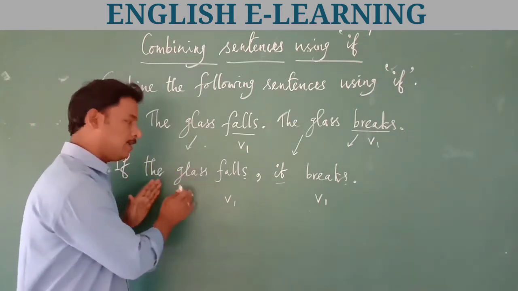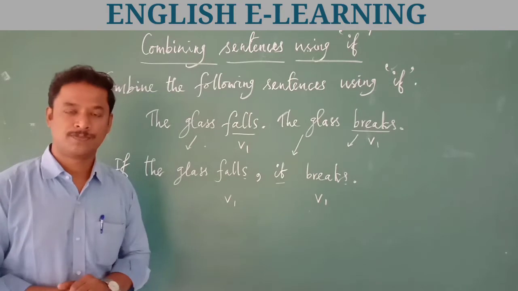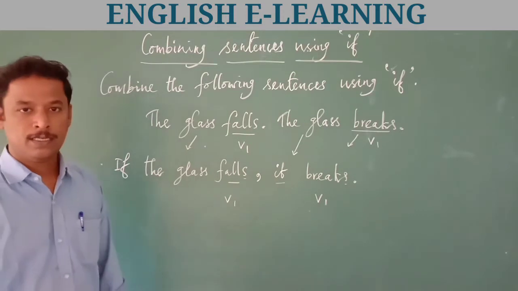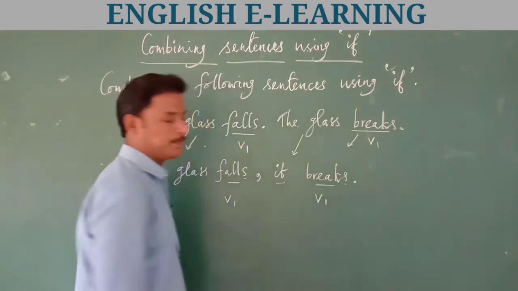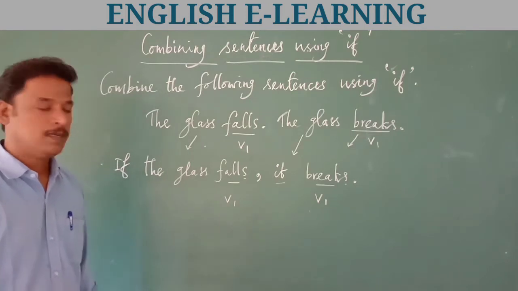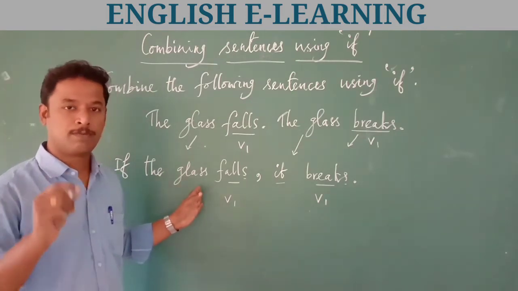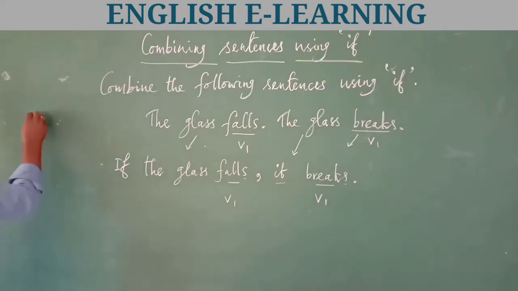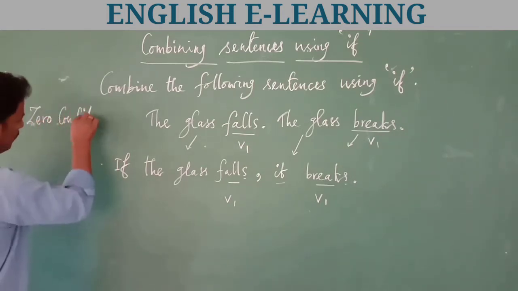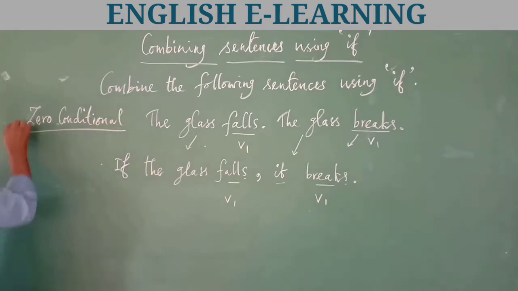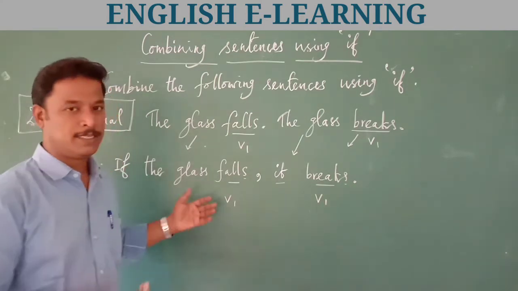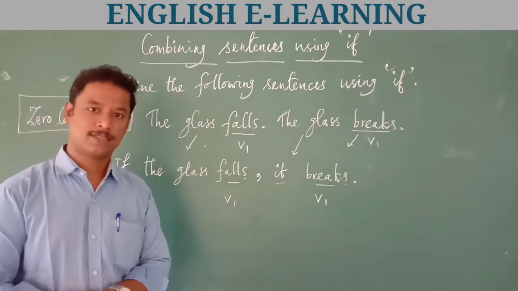This idea is accepted universally. That is why the condition is in present simple and the result is also in present simple. The tense form applied here is verb 1, that is present simple only. Okay, so these two sentences are combined into the zero conditional. Okay, the condition applied here is zero. Right, let us move to the next conditional clauses now.